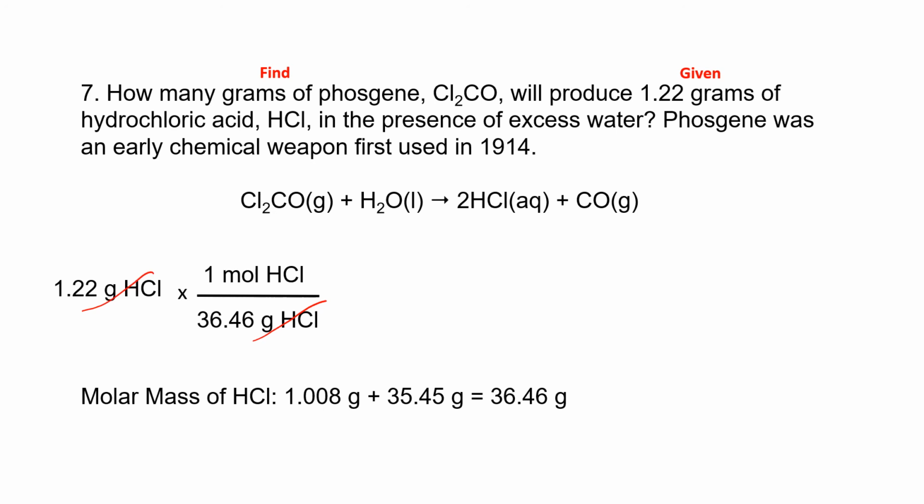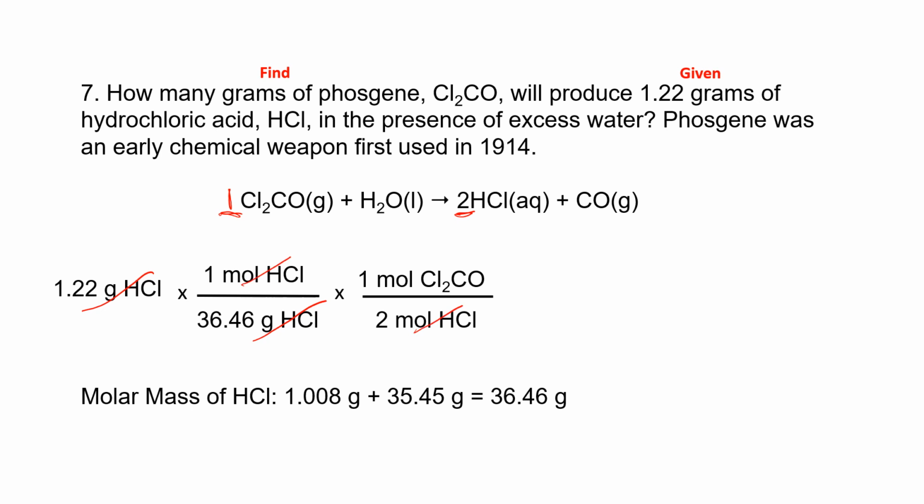Our next step is going to be the mole ratio. We need to get from hydrochloric acid to phosgene. So HCl has a coefficient of 2, and then phosgene has a coefficient of just 1. So we can plug that in, HCl being in the denominator, 2 moles, and phosgene being in the numerator, just 1 mole. Moles of HCl cancel.